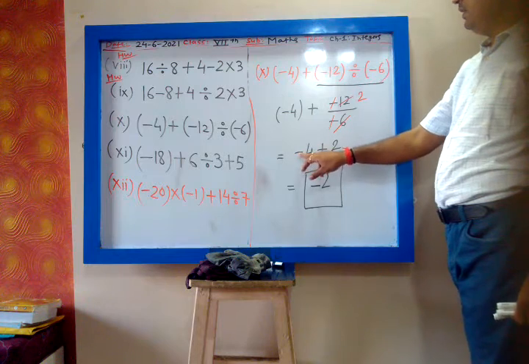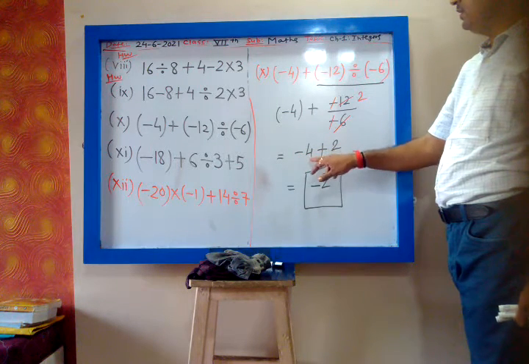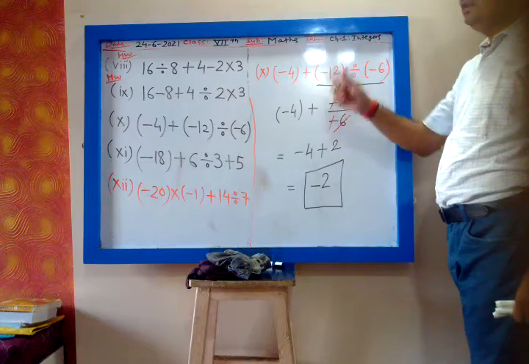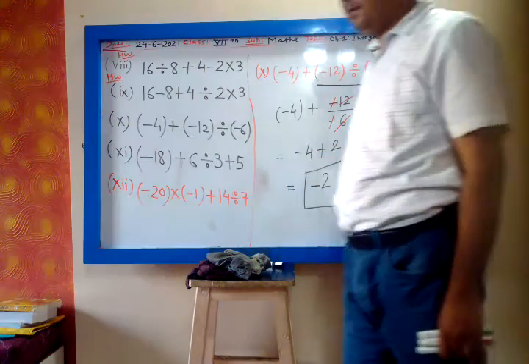Now 4 is having minus sign, 2 is having plus sign, opposite sign, you have to subtract smaller number from bigger number. 4 minus 2 is 2. Which number is bigger? 4. What is sign of that? Minus. Answer is minus 2.